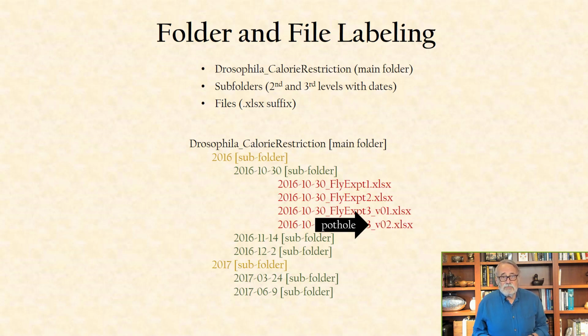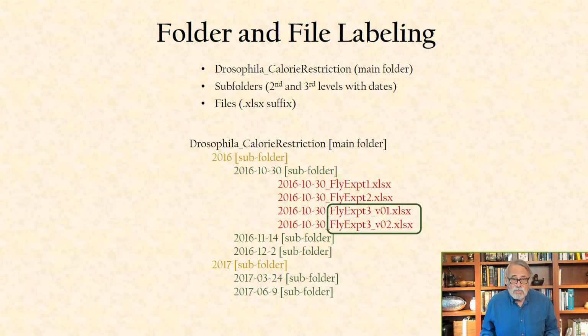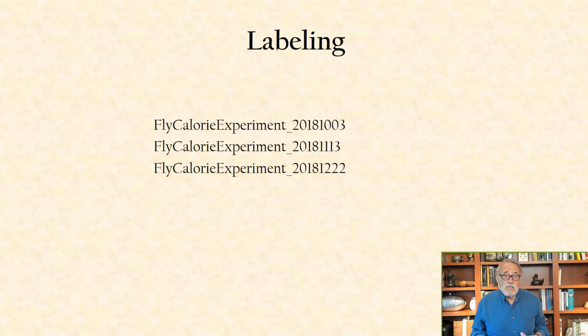Best practices in file naming also include provisions for version control. One such strategy, illustrated in the example here, shows two versions of the fly experiment 3, the first with V01 and the second with V02, both separated from the previous text with an underscore. Another useful strategy for version control is the use of date as a suffix at the end. Thus, the last version is always the latest version.